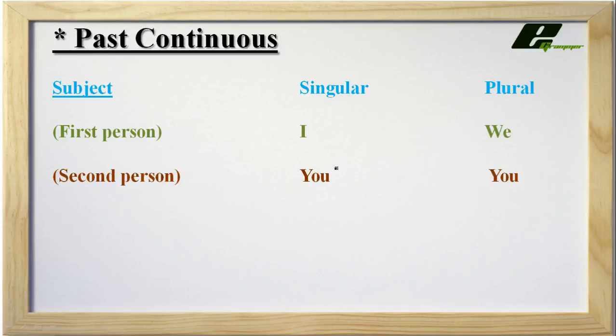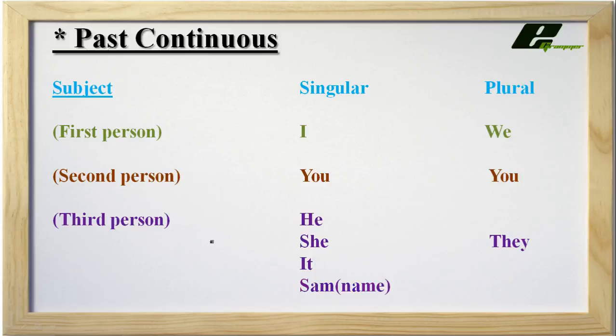Now, both you are the same, but singular you stands for one person and plural you stands for more than one person. Understood? Then comes the third person. What is the third person? The person about whom we are talking is known as the third person. In singular it is he, she, it, and Sam, or you can take another name instead of Sam, and in plural it is they.